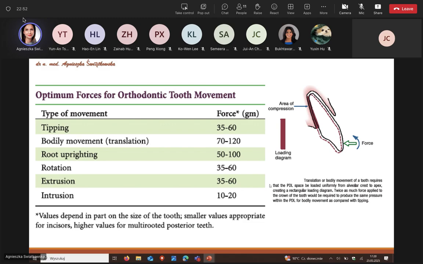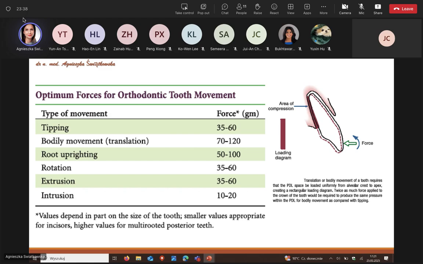Rotation and extrusion and tipping. You see that we use the same forces. Rotation is not a very easy movement, because to achieve rotation, we should add the force from both sides to derotate the tooth. So we should have two places where we attach to the tooth to achieve correction. So sometimes we don't use only braces, but we can add, for example, an additional button on this tooth to make this rotation possible, make it faster.